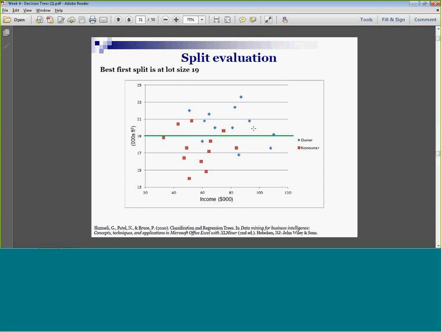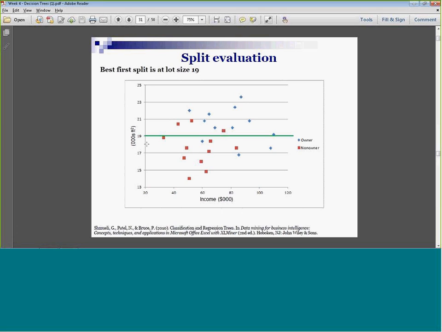Now, it wasn't a perfect split, was it? Because we didn't separate all the owners from the non-owners. We separated a lot of them. Above the green line, we have 9 owners and 3 non-owners. Below the green line, we have 9 non-owners and 3 owners. So it did a pretty good job. And it turns out this is the best split you can do.